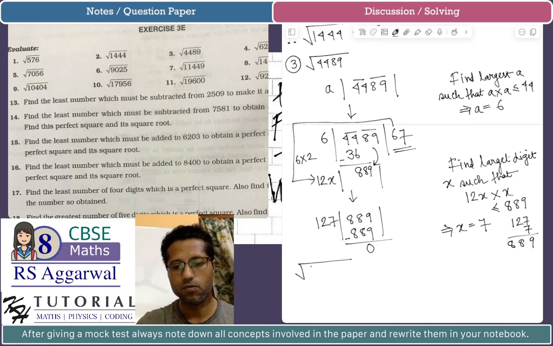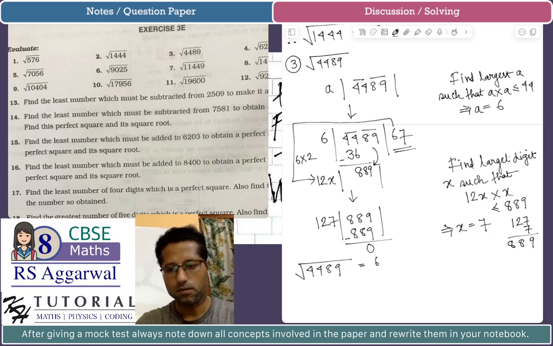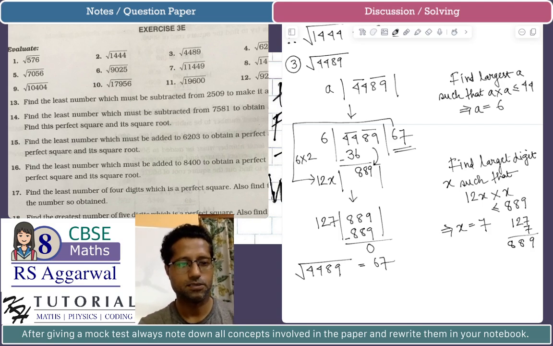So we have square root of 4489 equals 67. I will quickly check whether this is correct or wrong. 67 multiplied by 67 is, what? 67 multiplied by 67 is 4489. Okay.